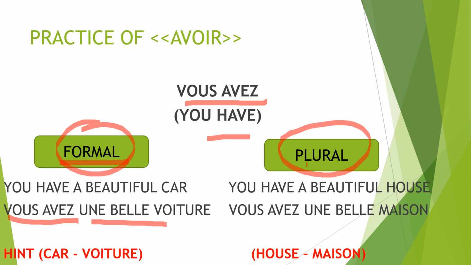For the plural example, we say this when we are addressing a large group of people. When you want to tell a large group of people that they have a beautiful house, you will say vous avez une belle maison. You have a beautiful house. Très bien. Let's move to the next one.